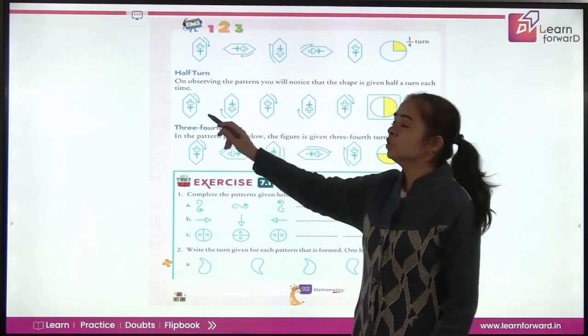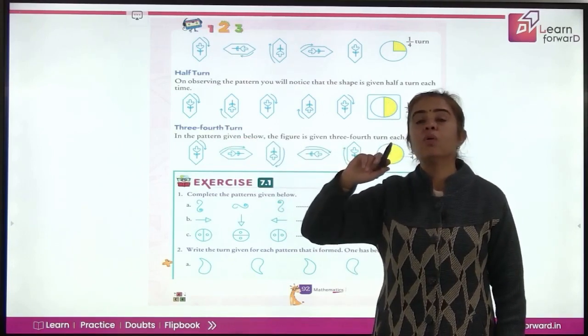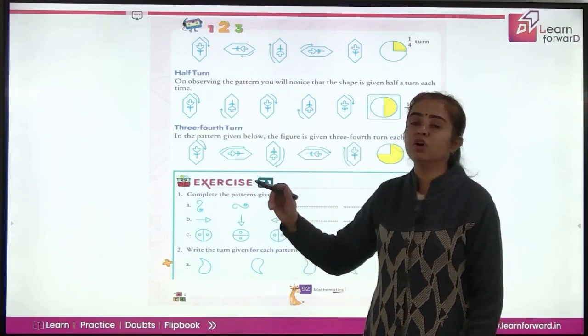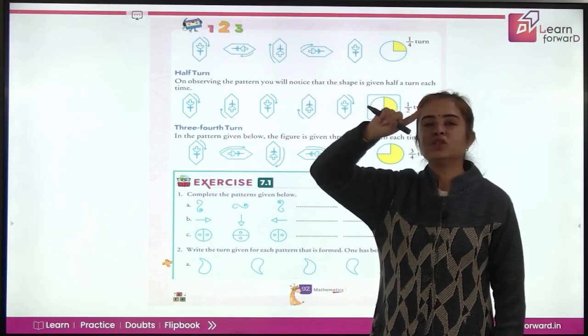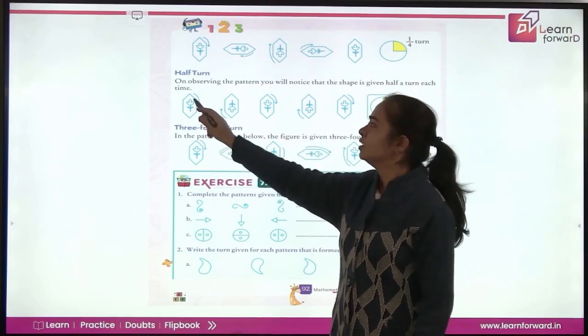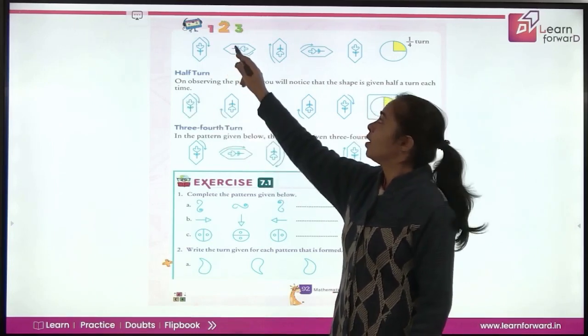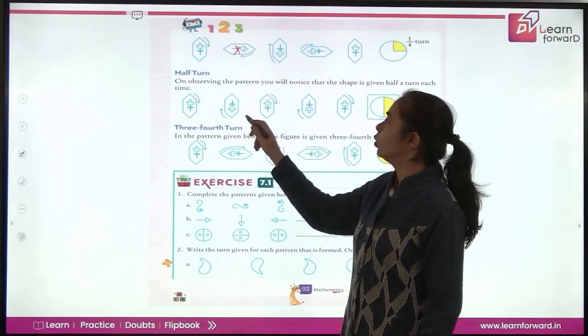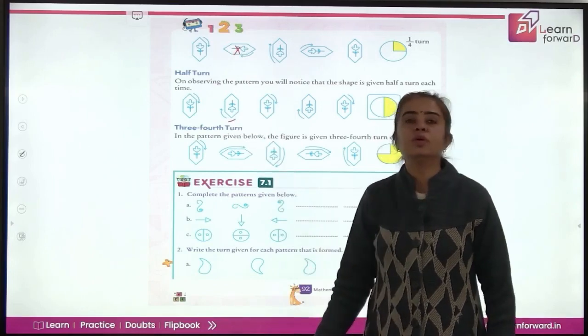Half a turn. So the same picture, if in place of a quarter turn I give it a half turn, what will happen? The petals from the top will quickly move to the south, down. So right from here, we skip this point and take a quick turn. So it goes to the bottom.